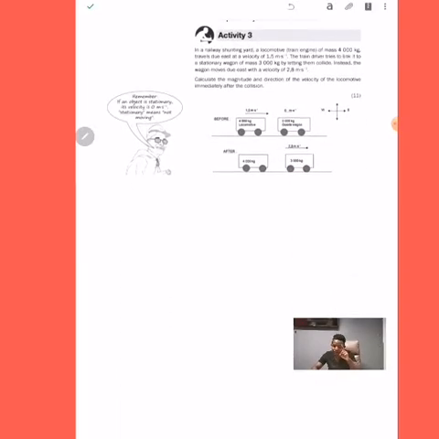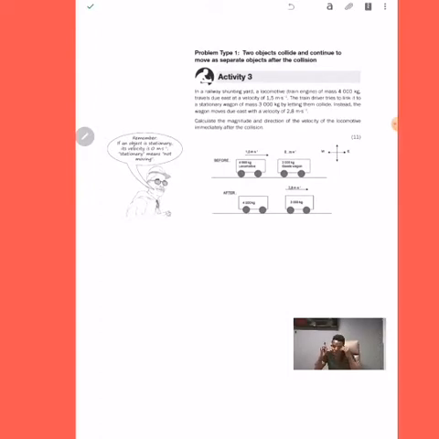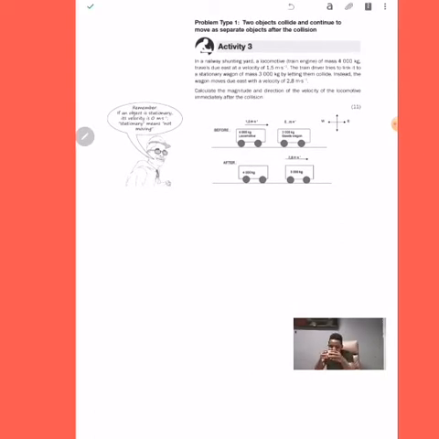So here we have problem type number one, where we will be looking at two objects that collide and continue to move as separate objects after our collision. We are given a problem that in a railway shunting yard, a locomotive, which is a train engine, of mass 4,000 kilograms, travels due east at a velocity of 1.5 meters per second. It is said that the train driver tries to link it to a stationary wagon of mass 3,000 kg by letting them collide. Instead, the wagon moves due east with a velocity of 2.8 meters per second. And then it is said that we should calculate the magnitude and direction of the velocity of the locomotive immediately after collision. So the problem is already drawn down for you. Even the direction is there for you.